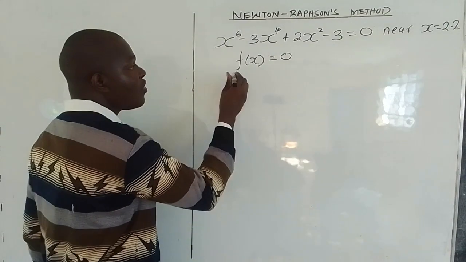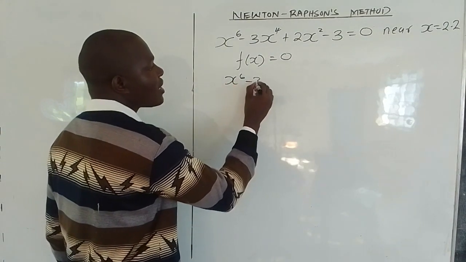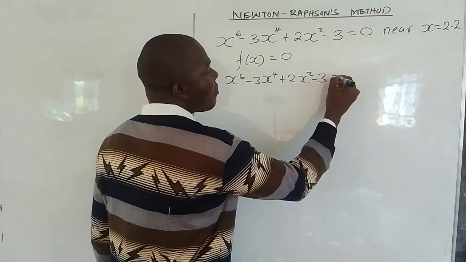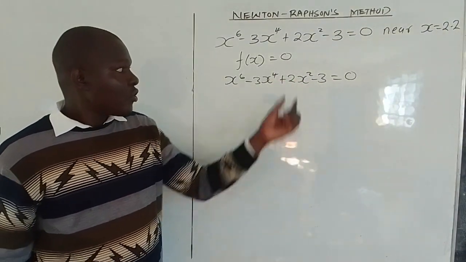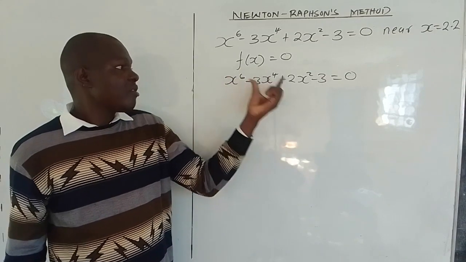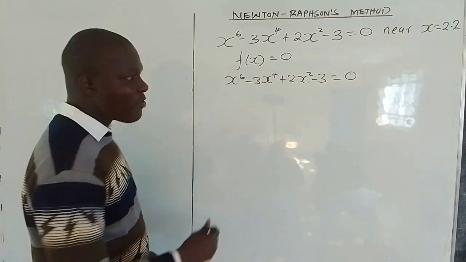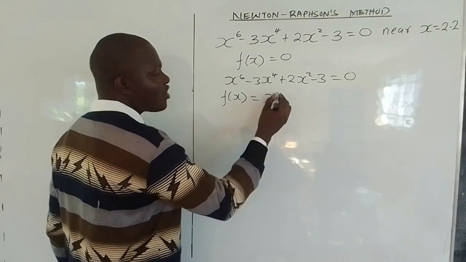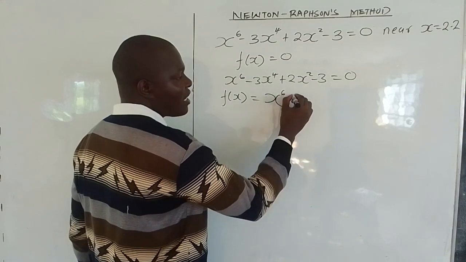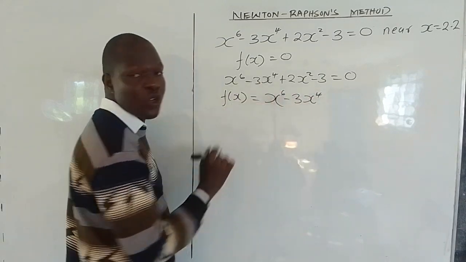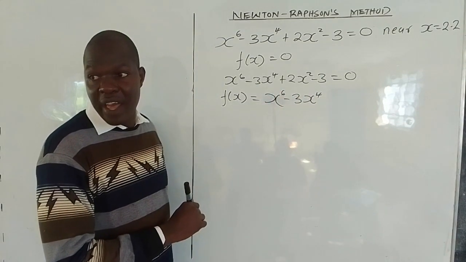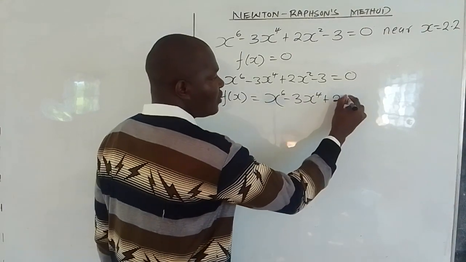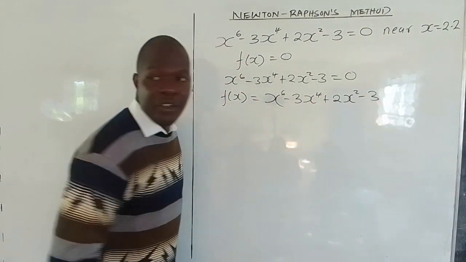So the equation we've been given is x raised to power 6 minus 3x raised to power 4 plus 2x squared minus 3 is equal to 0. So the two sides are equal to 0, meaning f of x is equal to this, isn't it? So the function of x is equal to what? x raised to power 6 minus 3x raised to power 4, are we together? Then it is plus 2x squared minus 3.